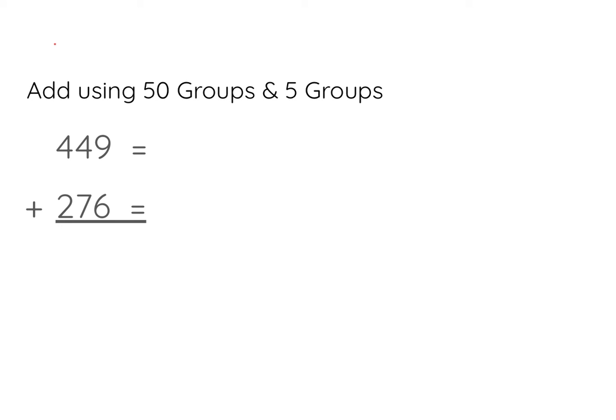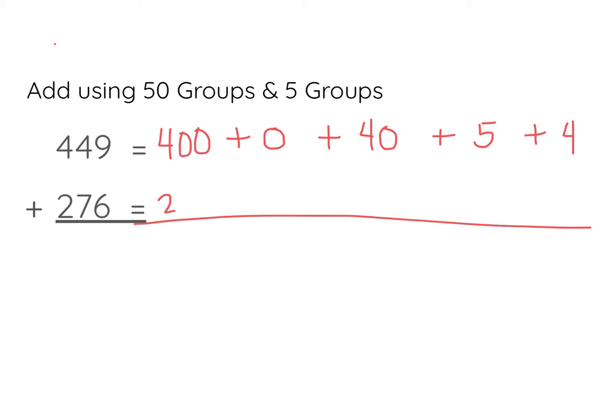All right, 449 plus 276. So I have 400. I don't have a 50, so I'm going to put a 0 plus 40. And then a 9 is a 5 plus a 4. 200. And then I have a 50 plus a 20. And a 6 is a 5 plus a 1.